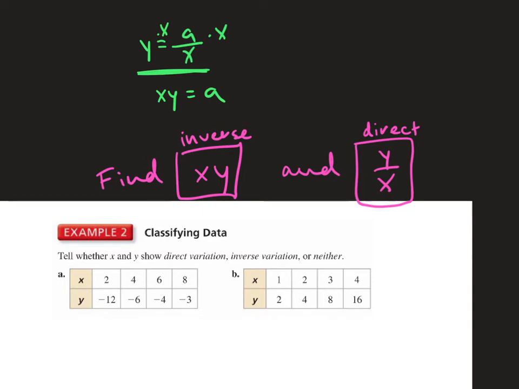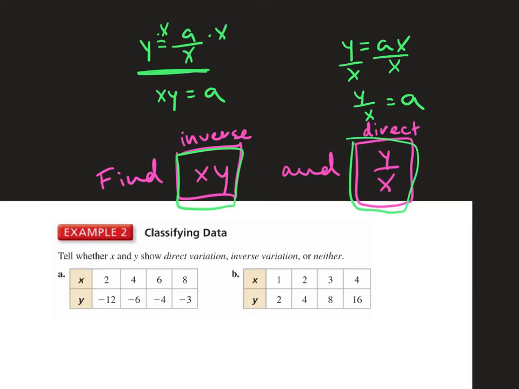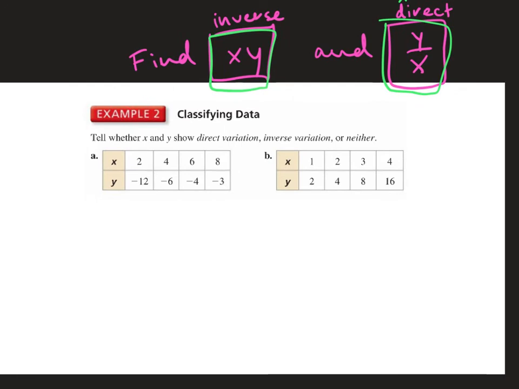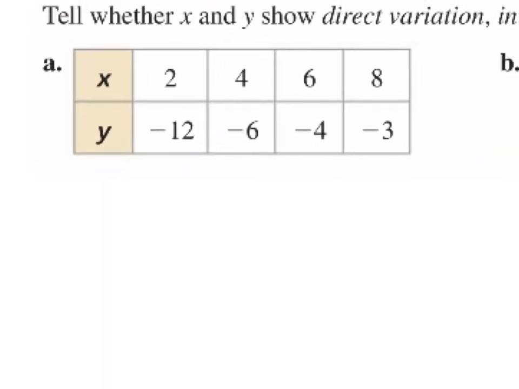Same thing for direct variation. We have y is equal to a times x. How do we solve for our constant a? Divide by x. So we get y divided by x is equal to a, so that's how we go from multiplying to dividing, which is our direct. So just got to be careful with these. So multiplying x times y, if we get a constant, that's our inverse variation. If we divide and get a constant, that's our direct variation. So we got to first multiply x times y.